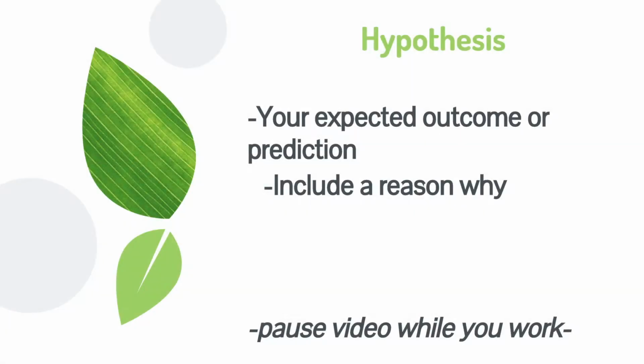The first part of designing an experiment to test a research question is to come up with a hypothesis. A hypothesis is your expected outcome or prediction of what you think the results of your experiment would be. It's important to include in your hypothesis a reason why you made the prediction you did.